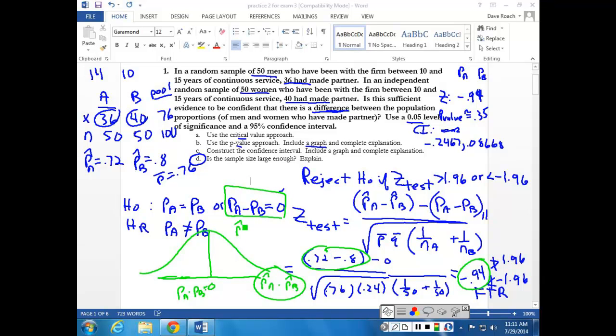Here we go. P hat A minus P hat B for this sample is 0.72 minus 0.8 is equal to minus 0.08. So I'm going to locate down here a difference of minus 0.08. That's what's on this axis. And then p-value is out here, except we have to keep in mind this is a two-tailed test.